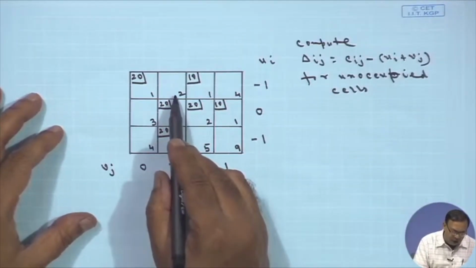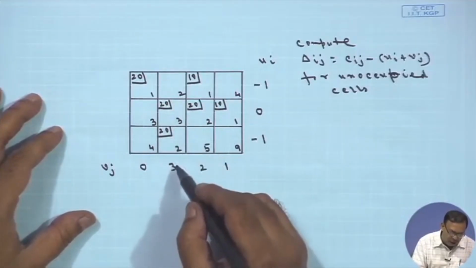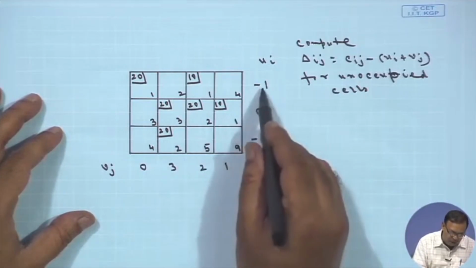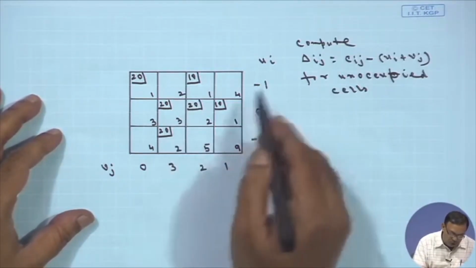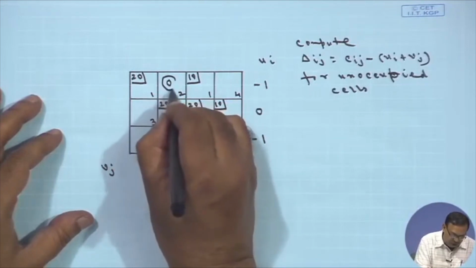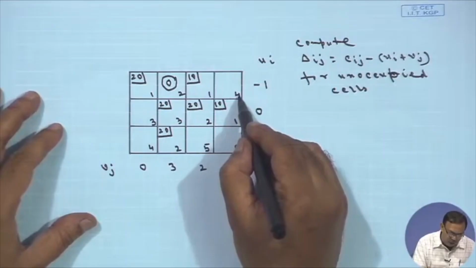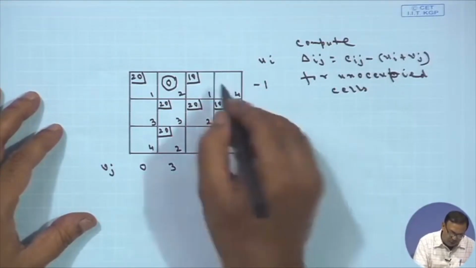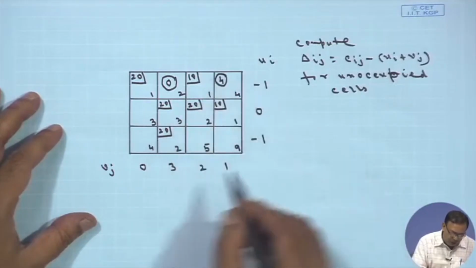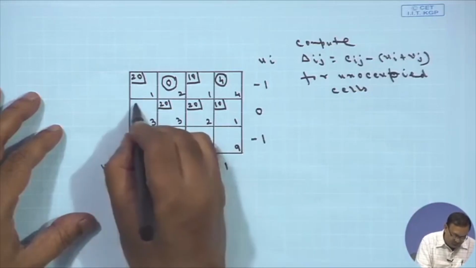So, the first unoccupied cell is this one. Cij minus (Ui plus Vj): Ui plus Vj is 2, Cij is this 2. So, 2 minus 2, the value is 0. Similarly, for this, 4 minus (Ui plus Vj), which is 0, so 4 minus 0, it will be 4. For this case, it will be 3 minus 0, so it will be 3.